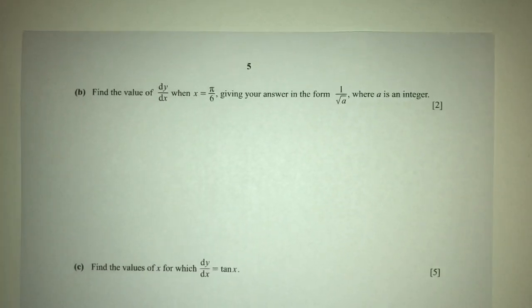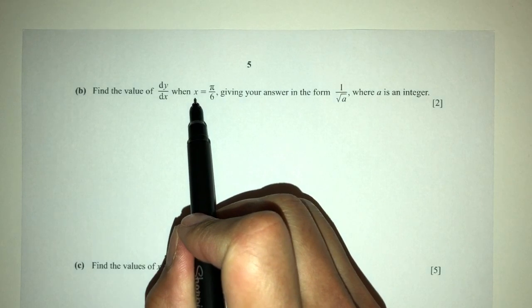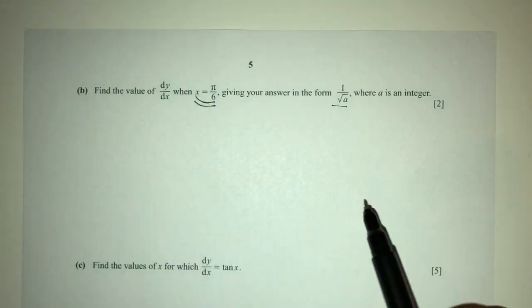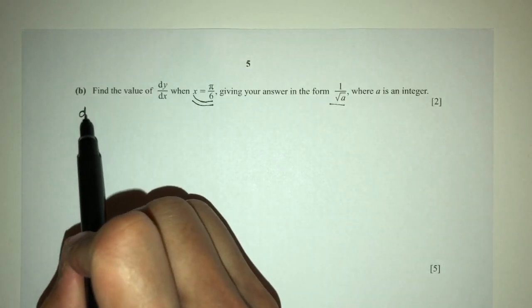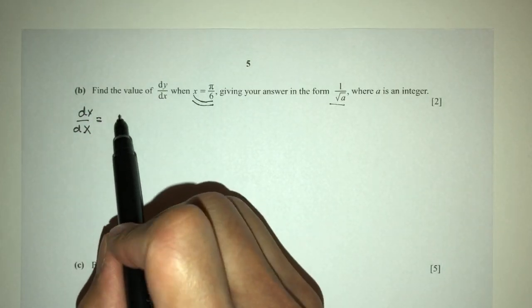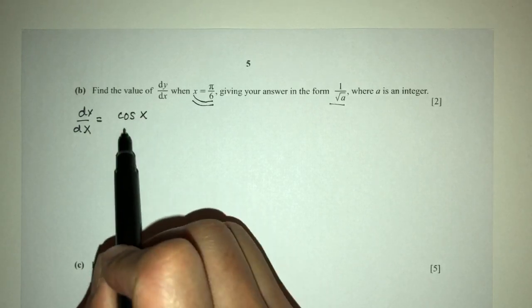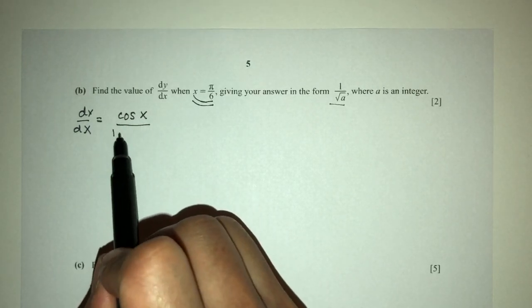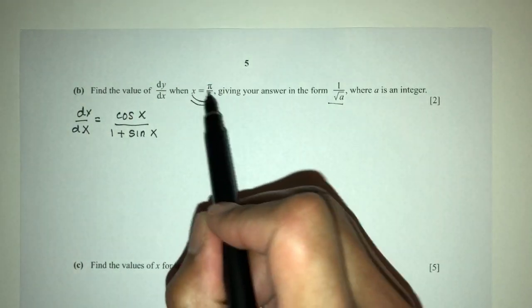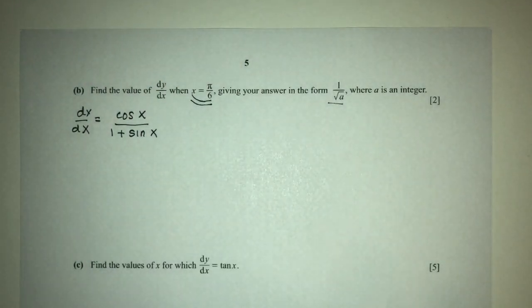Now let's move on to part B. We have to find the value of dy/dx when x equals this, giving your answer in the form of this. Okay, pretty easy. So from part A, we realized that the value of dy/dx was cos x over 1 plus sin x. Now we have to replace the value in the equation to find the exact value.